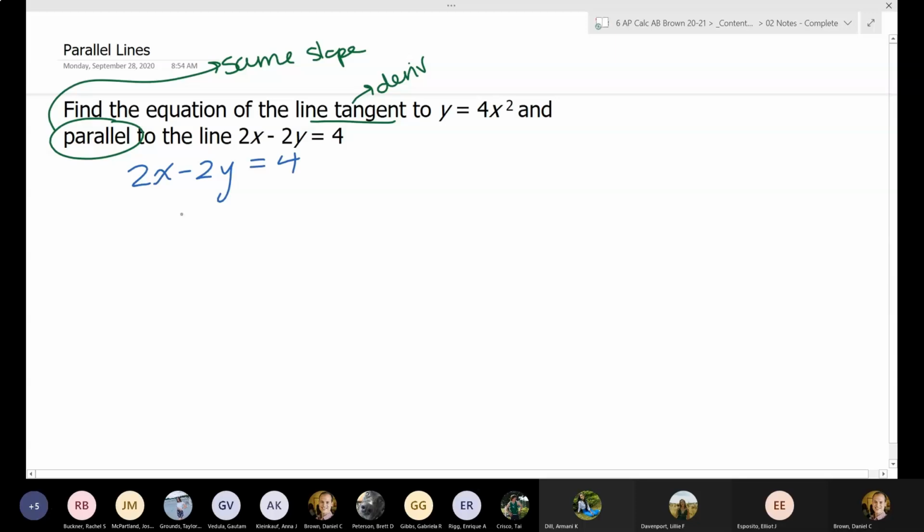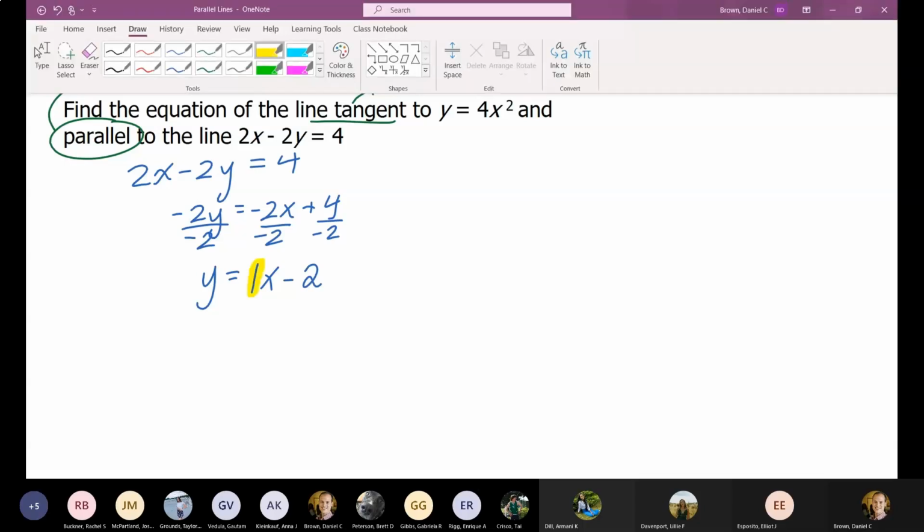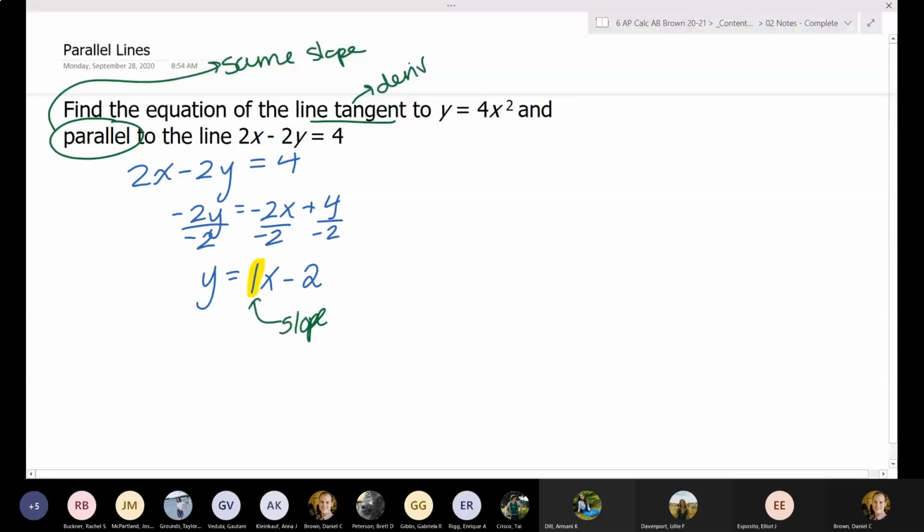So I can go ahead and subtract the 2x and then divide everything by the negative 2. So I get y is equal to 1x minus 2. And what's important about this is this 1. This is the slope that we want to be parallel to.